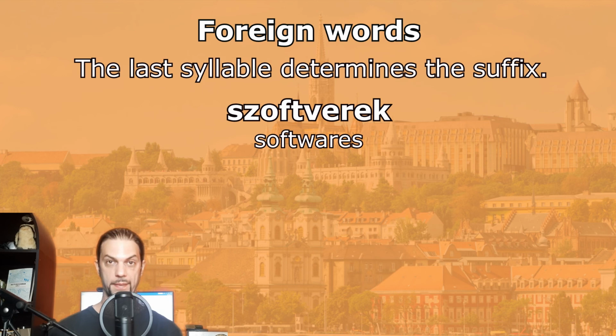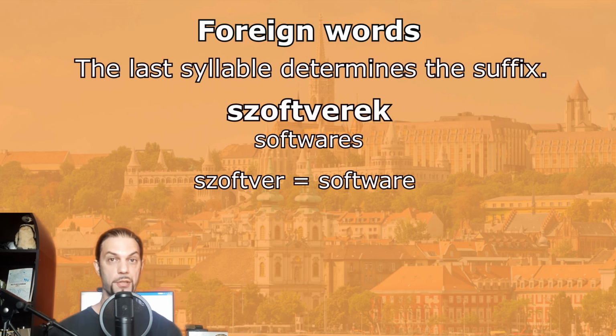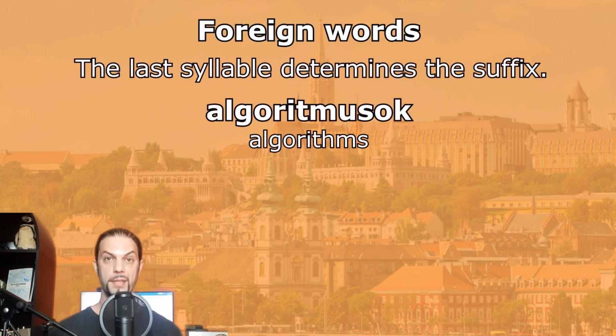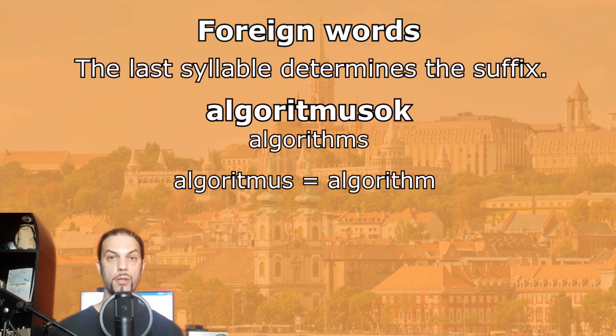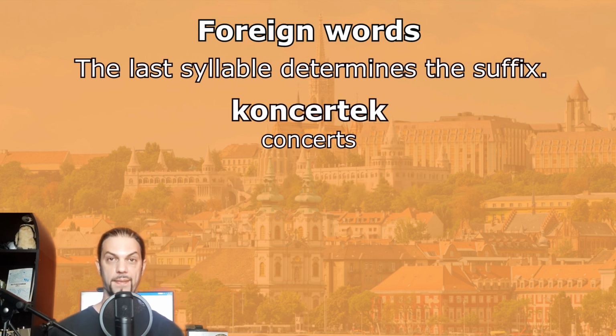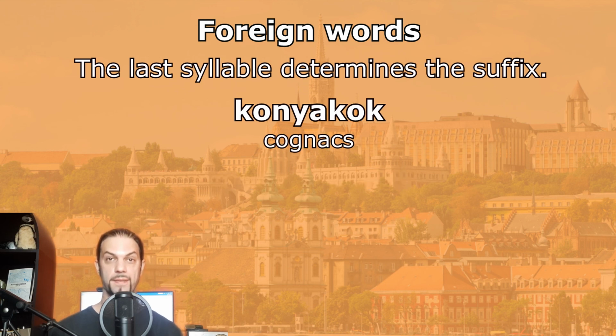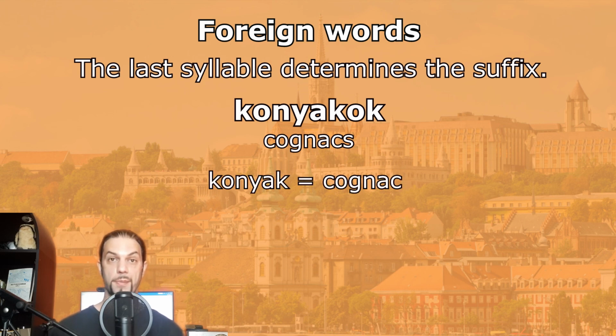Like szoftverek, softwares. Szoftver is the Hungarian version of software. Algoritmusok, algorithms. Algoritmus is algorithm. Koncertek, concerts. Koncert is concert. Konyakok, cognacs. Konyak is cognac. So when it comes to words of foreign origin, the last syllable of the noun determines the plural suffix.